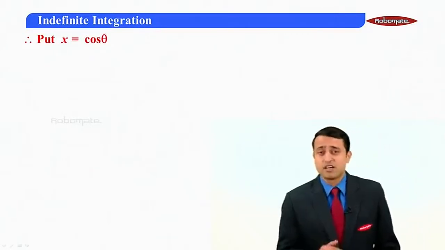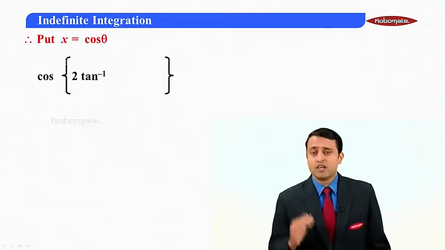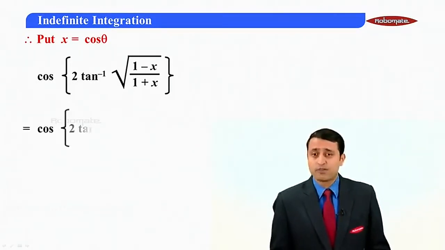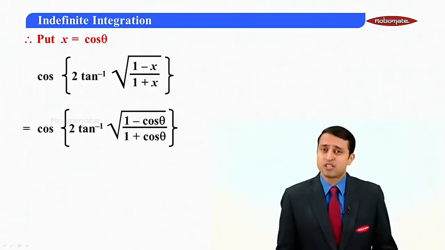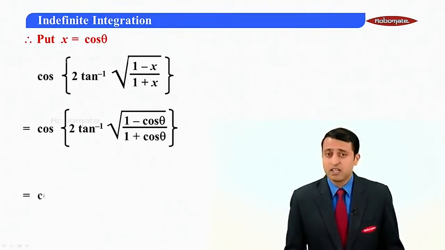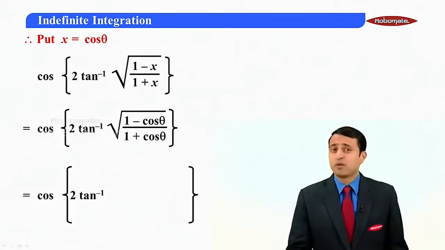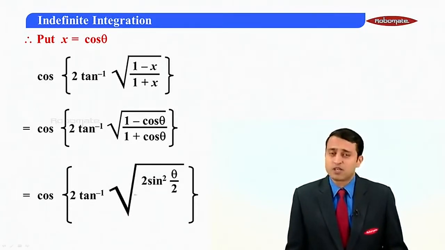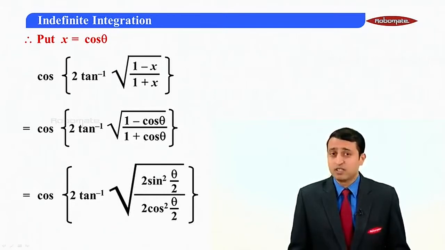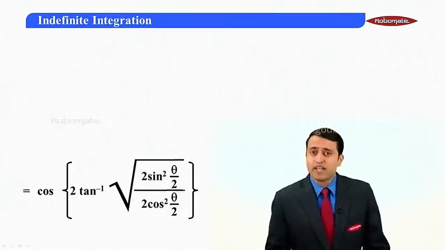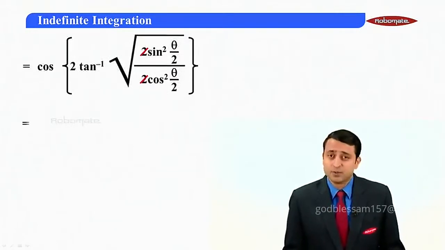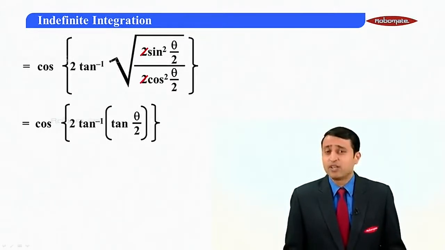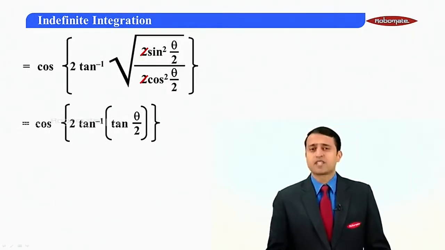Now if this is the substitution, what will my function look like? We have cos of 2 times tan inverse root of (1 minus x) upon (1 plus x). So this will become cos of 2 times tan inverse under root of (1 minus cos theta) upon (1 plus cos theta). Now we apply the formula: 1 minus cos theta is 2 sin square theta by 2, and 1 plus cos theta is 2 cos square theta by 2. The 2 inside the square root gets cancelled. We get under root of tan square theta by 2. So 2 times tan inverse under root of tan square theta by 2, which effectively becomes tan theta by 2.